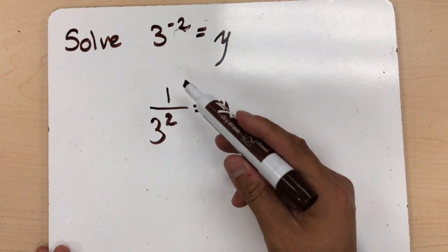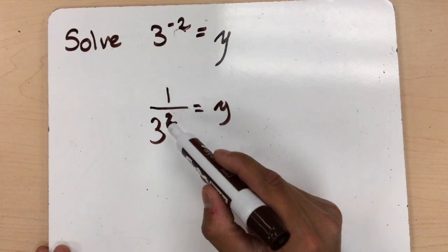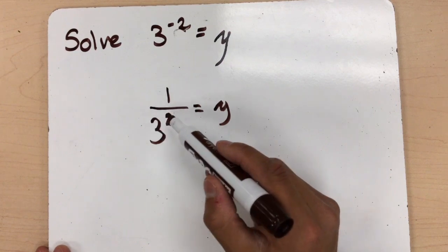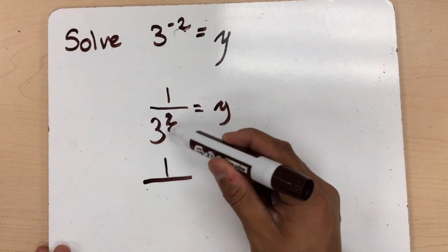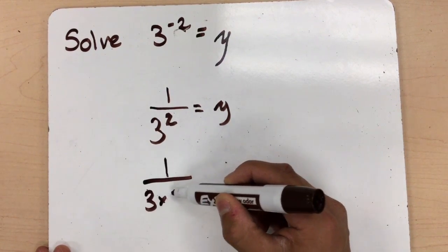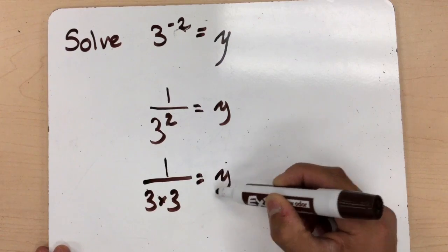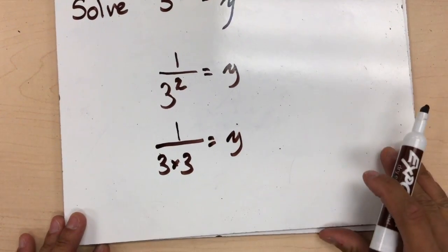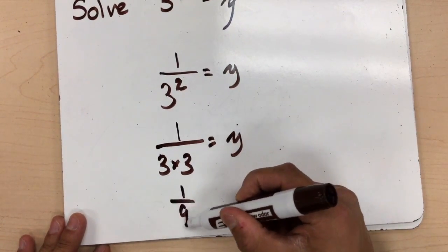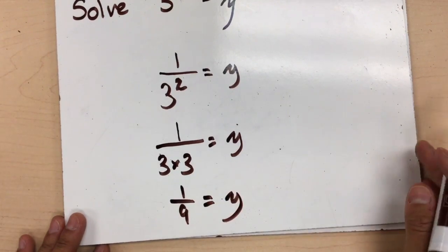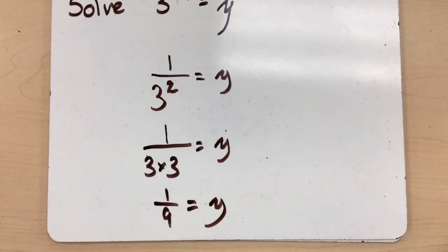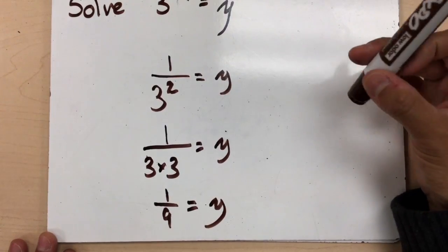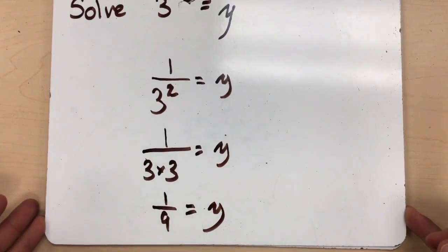And so 3 to the power of negative 2 is equal to 1 over 3 to the positive 2, which equals 1 over 3 squared. We know 3 times 3 is equal to 9, so 1 over 9 equals y. Now, as you write this down, I realize that you might be a little confused at first, and don't worry, that's completely normal.